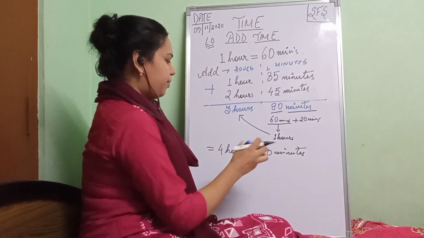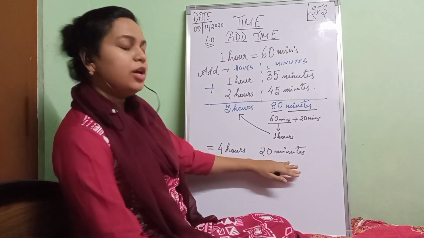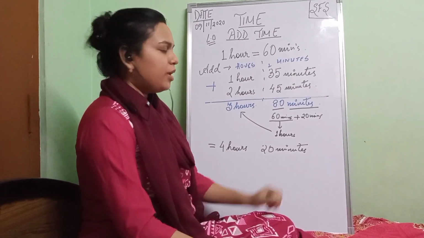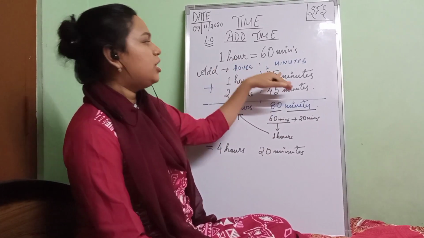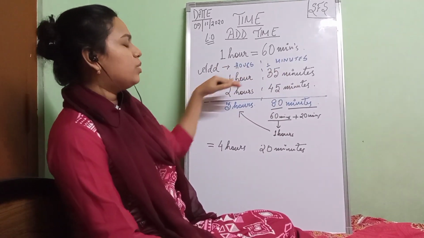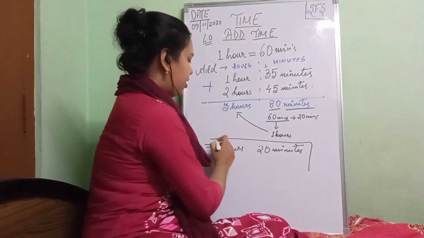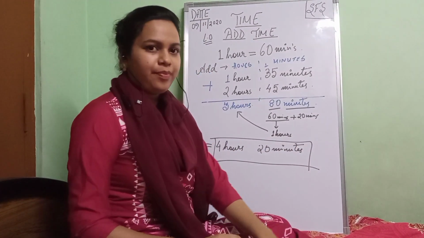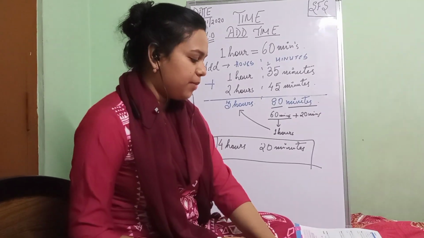Okay, children? 4 hours plus 20 minutes. Okay? As such, what can I say? That 1 hour 35 minutes plus 2 hours 45 minutes is equal to 4 hours and 20 minutes. Is it clear, children? Let us try another example.